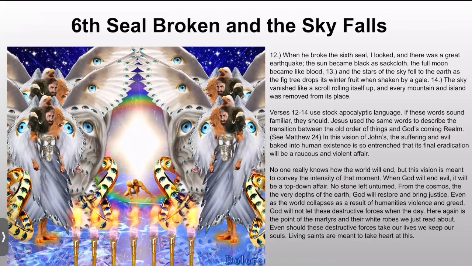Sixth seal broken, and the sky falls. Verse 12, when he broke the sixth seal, I looked, and there was a great earthquake. The sun became black as sackcloth. The full moon became like blood, and the stars of the sky fell to the earth as the fig tree drops its winter fruit when shaken by a gale. The sky vanished, like a scroll rolling itself up, and every mountain and island was removed from its place.